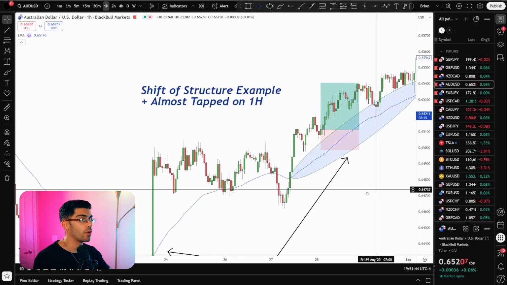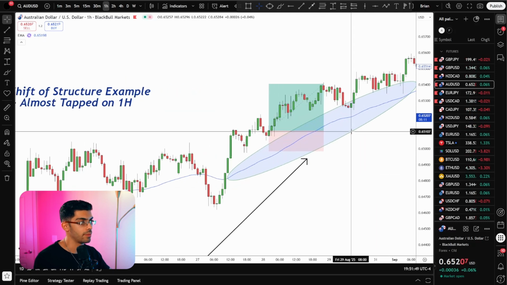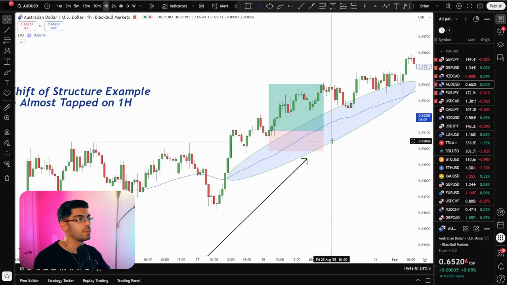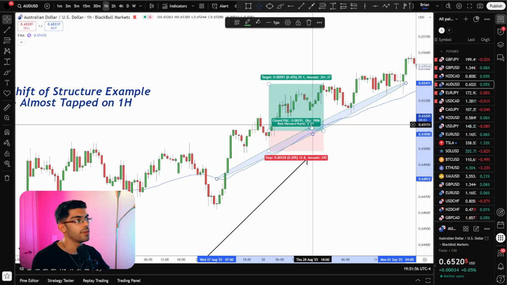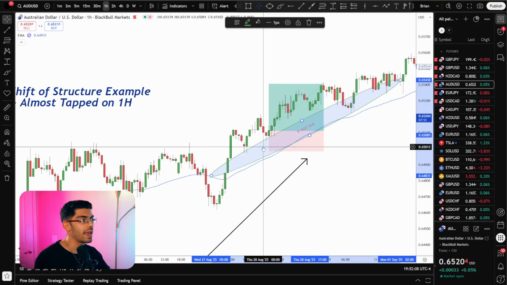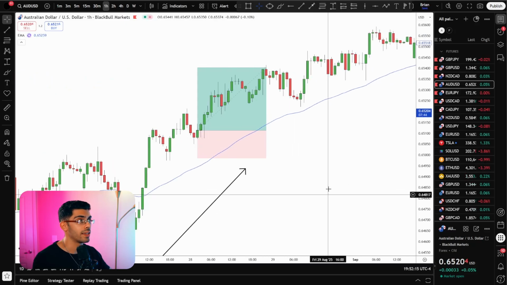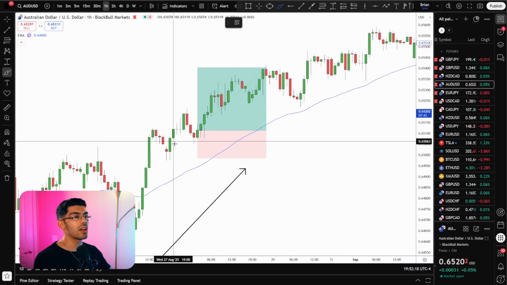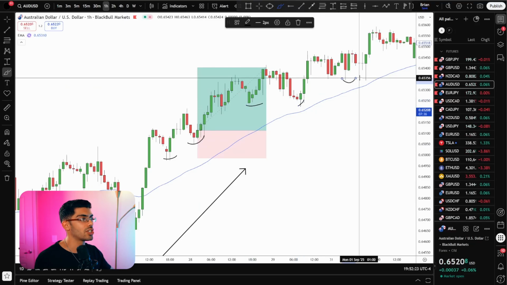Now, the second part that we want to focus on here is the fact that we almost tapped it on the 1 hour time frame. So if you look at this blue circle, that's the space between where the market went, where the candles actually closed off of, and then where the moving average was. There's a huge gap between where the candles and where the wicks touched, and then where the actual moving average was. And this is something that's going to happen a lot in the market, where you basically have it come close, but it doesn't actually tap into it.